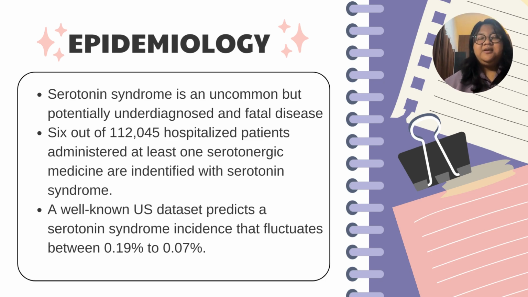serotonin syndrome. According to a significant United States database, the Toxic Exposure Surveillance System, there were 55,000 incidents of SSRI poisoning in 2006. It is estimated that 50% of this poisoning fit the serotonin syndrome criteria. Another prominent U.S. data set estimates an incidence of serotonin syndrome ranging from 0.07% to 0.19%.